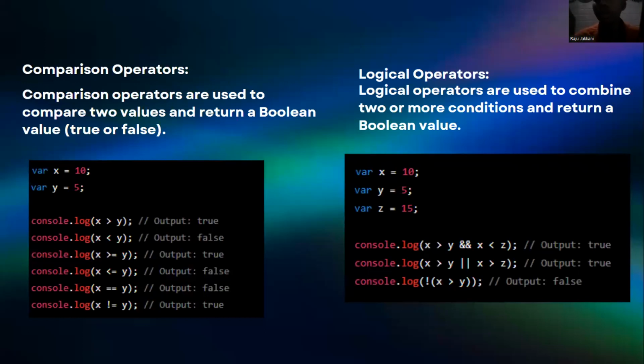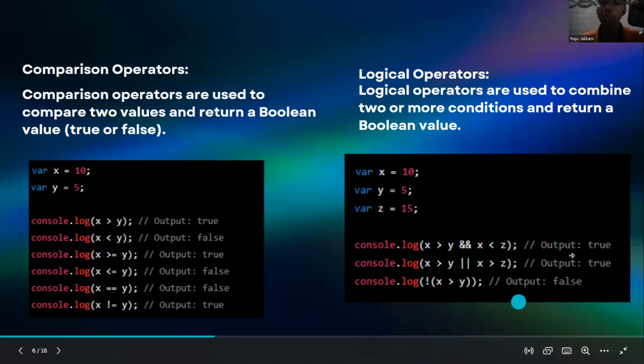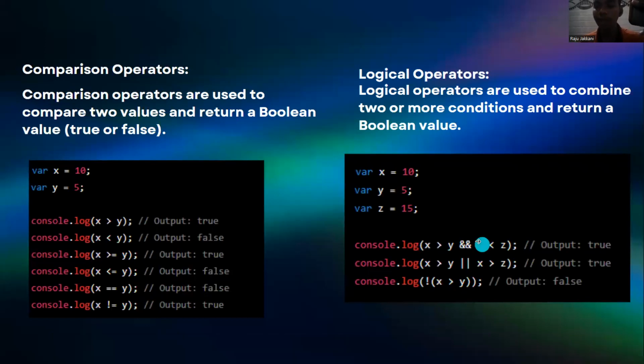Here the logical operator is used, for example, where x equals something and x is greater than y, and x is greater than z, smaller than z. If both values are true in a logical AND operator, then the output we will get is true. If any one value is wrong, we will get the output as false.